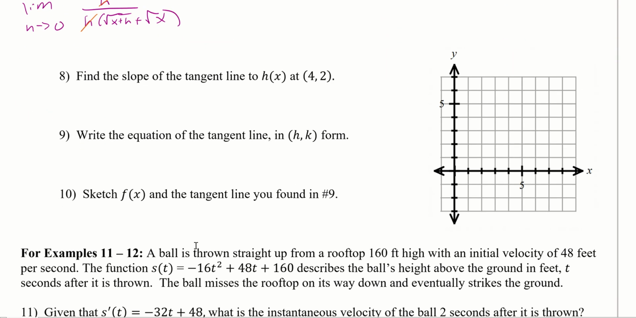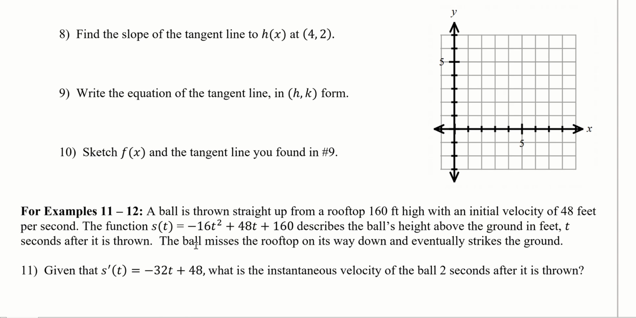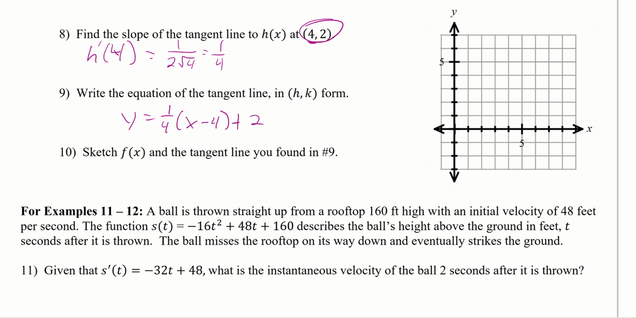So again, that is the derivative of the function in general. Now, if I want to get more specific and do a certain point, I just plug in 4. I plug in the x value. This is going to be 1 over 2 root 4, which turns out to be 1/4. So that's the slope at that point. Now to write the equation, I want the slope and then the point that I was looking at. So y equals 1/4 times x minus 4, plus 2.